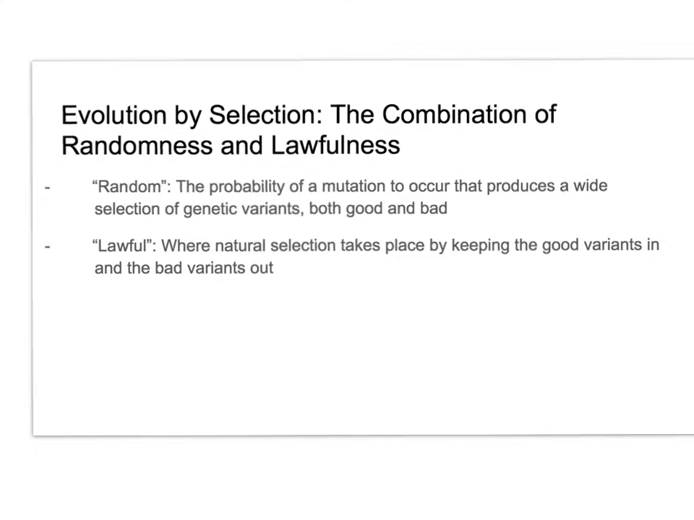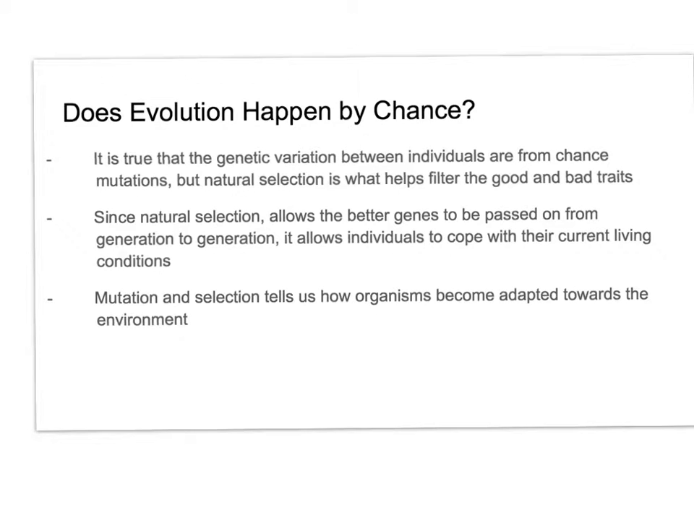Evolution is the combination of randomness and lawfulness. In the random aspect, mutations occur with some probability and produce a wide selection of genetic variants, both good and bad. But the lawful aspect is that natural selection takes place by keeping the good variants in and the bad variants out. Does evolution happen by chance? It is true that genetic variation between individuals is from chance mutations, but natural selection is what helps filter the good and bad traits. Since natural selection allows the better genes to be passed on from generation to generation, it allows individuals to cope with their current living conditions.